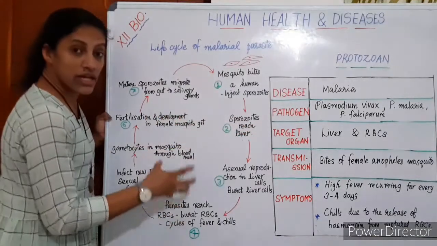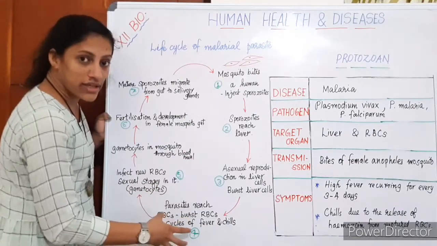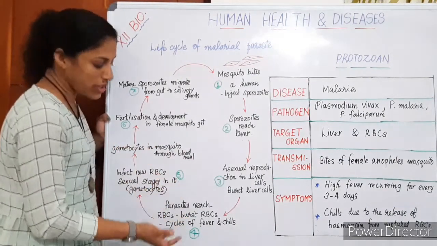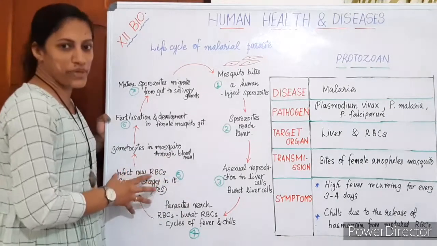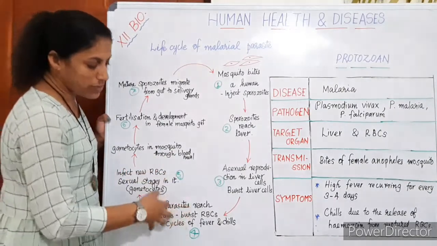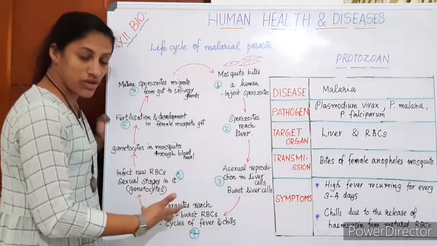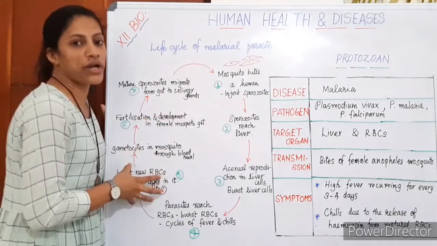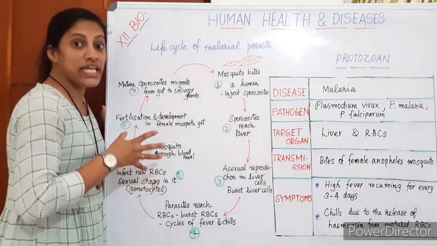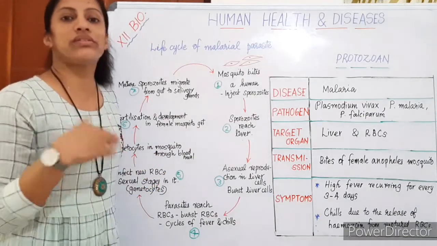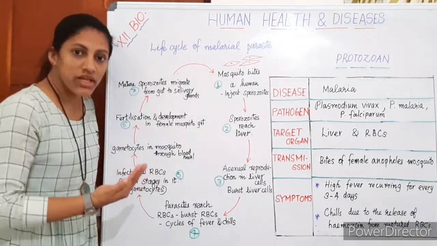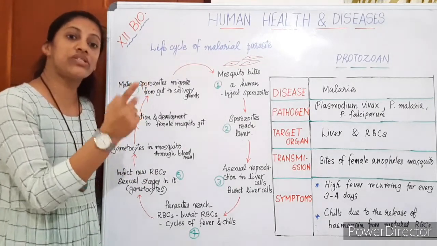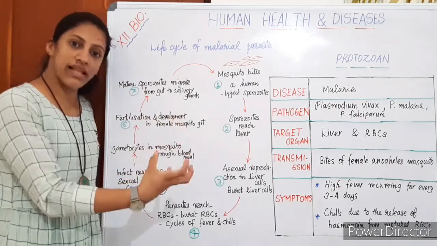Then after that, it is attacking new RBCs. The pathogen will be in high number. It infects new RBCs. The previous RBCs are ruptured, destroyed, and it attacks new RBCs, and within the new RBCs, it is forming its sexual stages. It is preparing for sexual reproduction. The two sexual stages, gametes, will be formed in the cells.